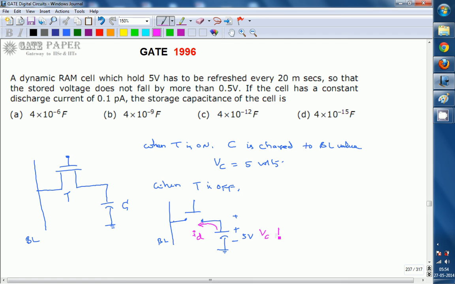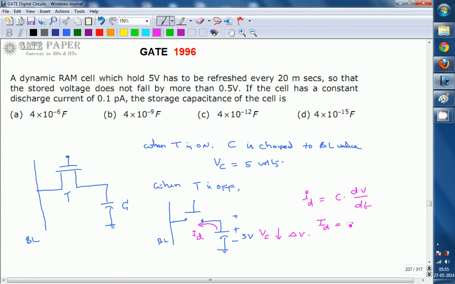So Vc is reduced by delta V. The voltage reduction depends on how much time it is discharging. We know the relation between current, voltage and time for a capacitor. I can write the discharge current as ID equals C into dV by dt. ID is constant, so I represent it as capital ID, the constant discharge current.